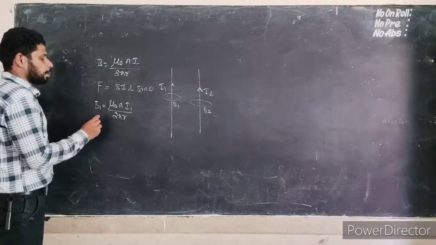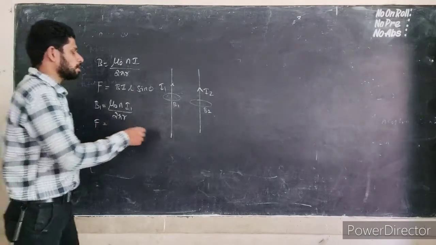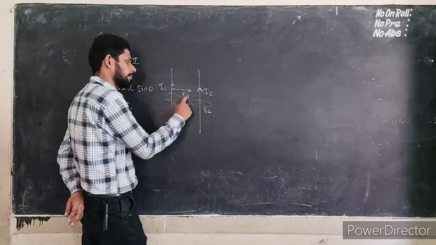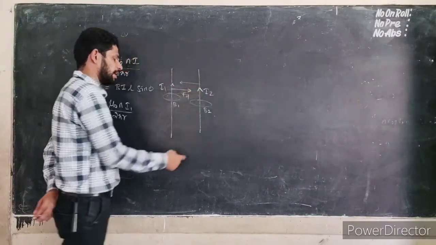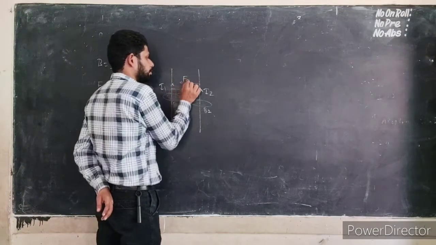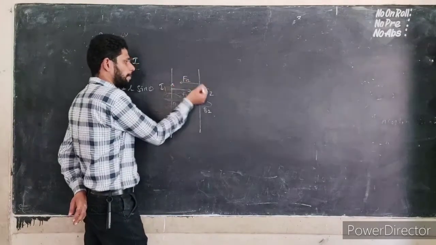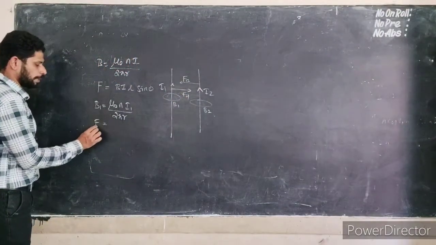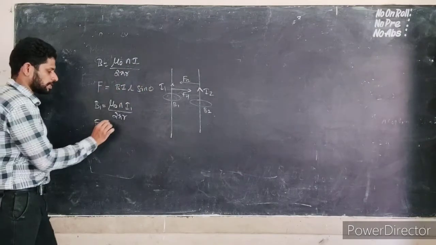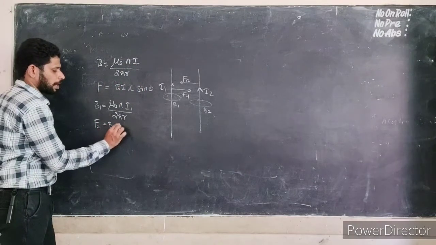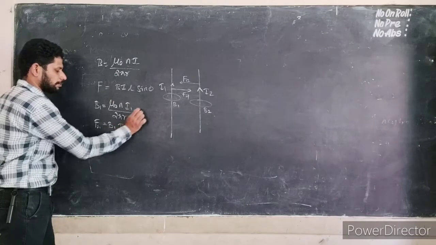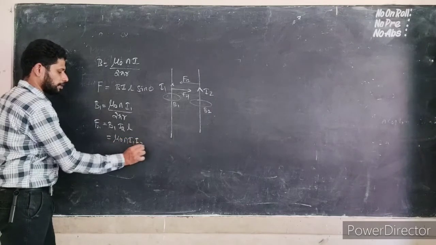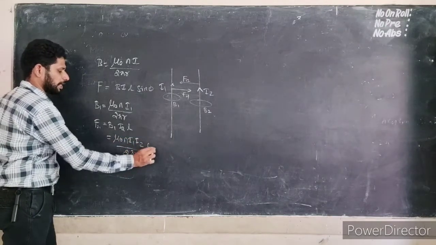Okay, see, what is the force acting here? The force will be acting in this direction. F on 2 by 1, and the force experienced by the nearest current carrying conductor is F12, the force on 1 by 2. So what is the force on 2 by 1? It is nothing but B1 I2 L, which is mu naught I1 I2 by 2 pi r into L.